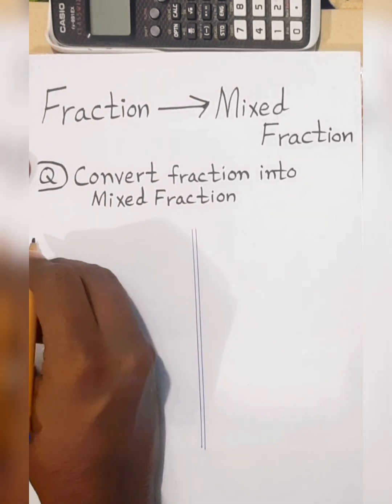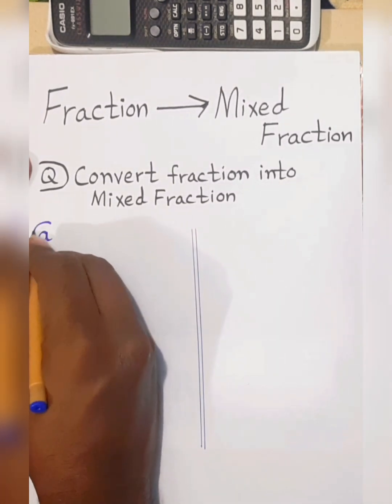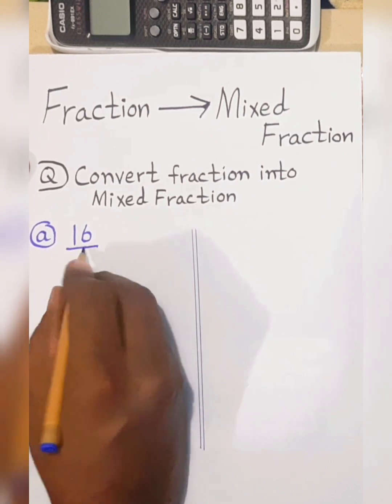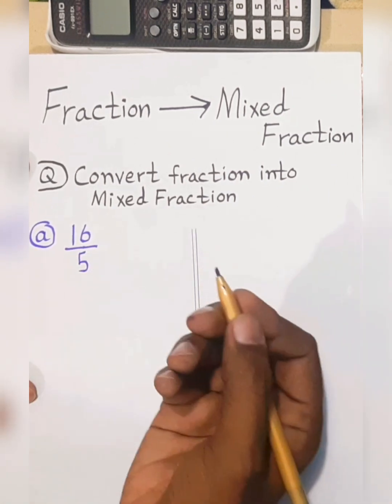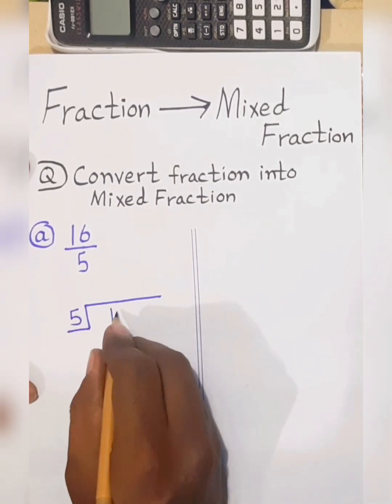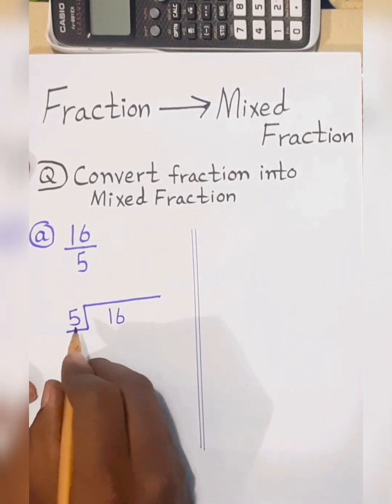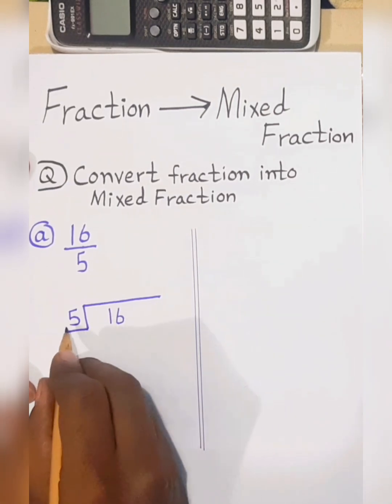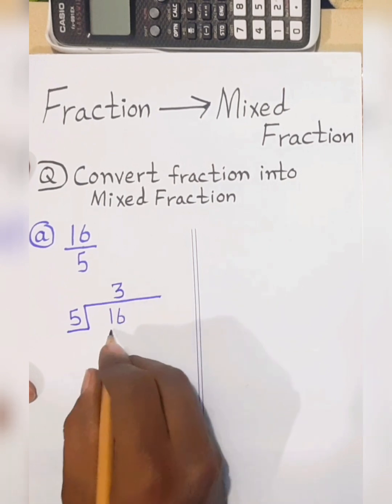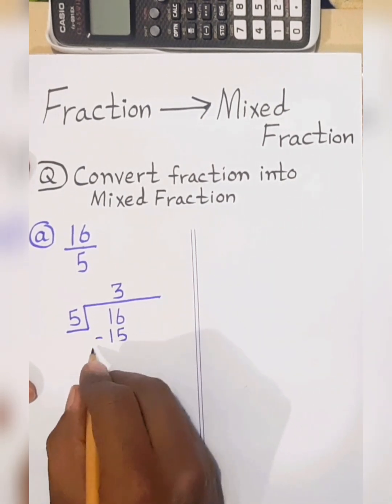So part A will be very easy. We have the question 16 upon 5. Now we have to make a division like this, 5 and 16. So 5 ones are 5, 5 twos are 10, 5 threes are 15. So we have to subtract it.